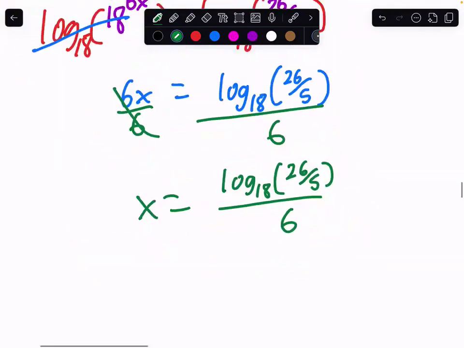Some of you may have written this a little differently. You might have turned this one into a decimal. You might have made this 5.2. Or instead of dividing by 6, you might have done the fraction times 1/6. That would also be fine. The decimal approximation for this one is about 0.10.